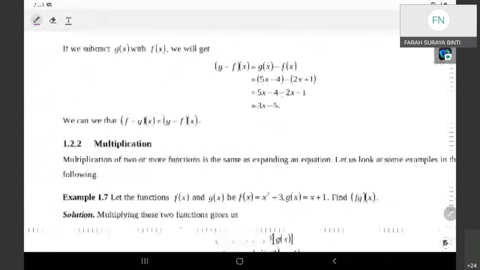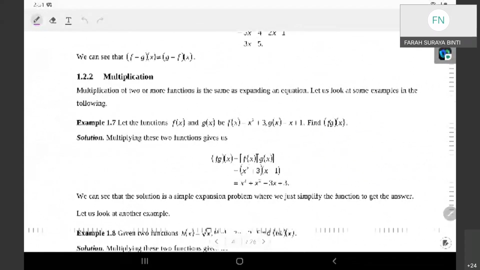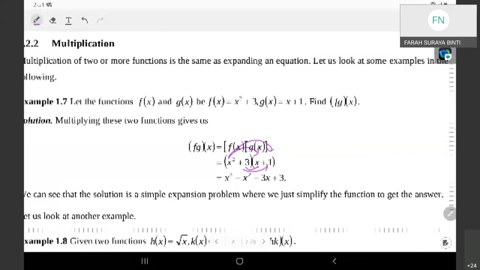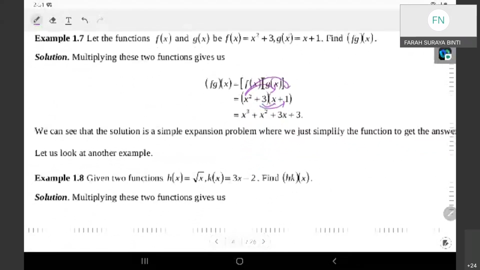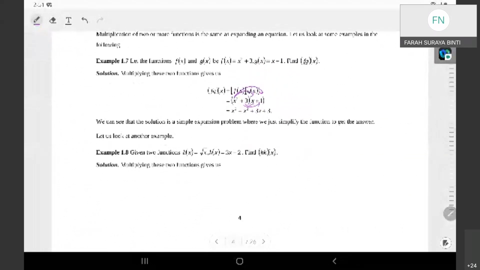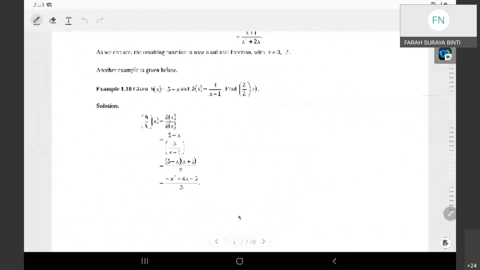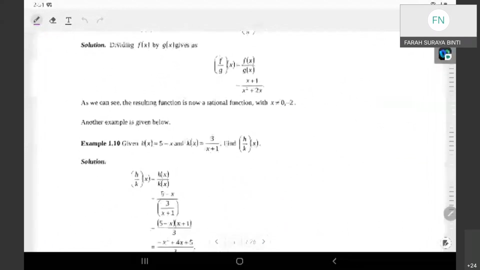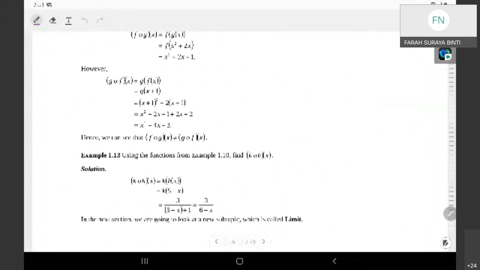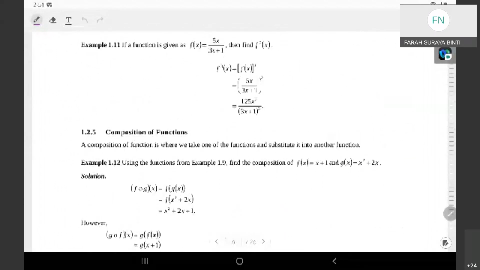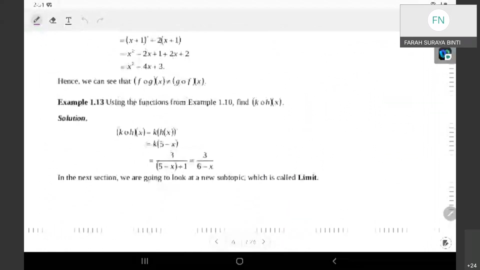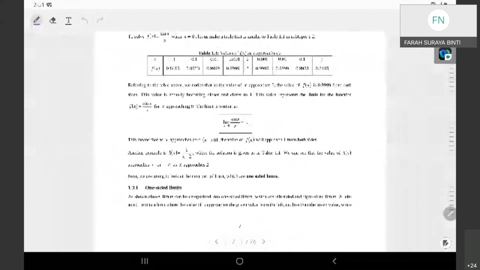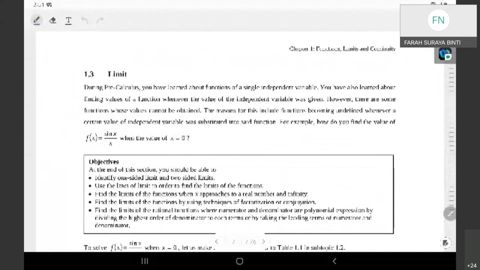Okay, tolak function macam mana, darab function. Darab function semua tahu kan. Ni kita kembangkan. So akan jadi x kuasa 3 tambah 2x kuasa 2 tambah 3x tambah 3. Okay. Ni nak bahagi function. Okay, division of the function. Ni konsep asas lah ni. Okay, composite function. Okay, so itu sahaja tentang function.